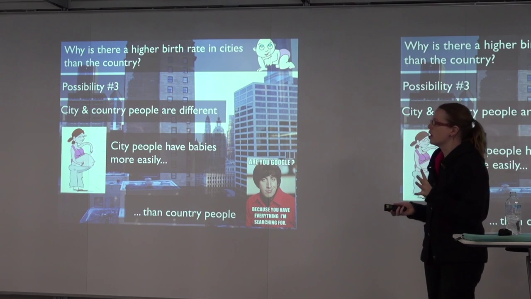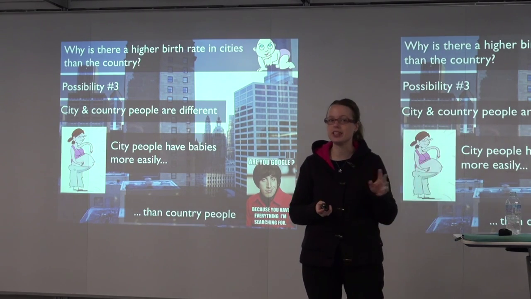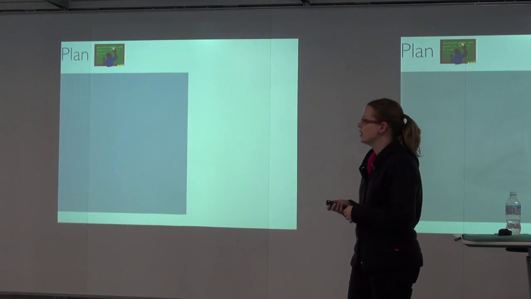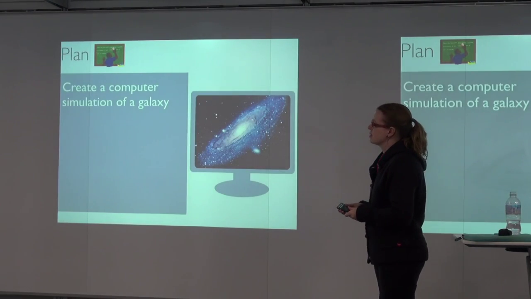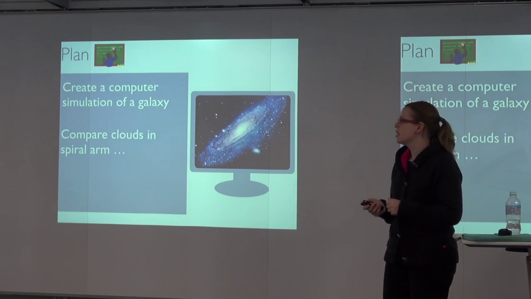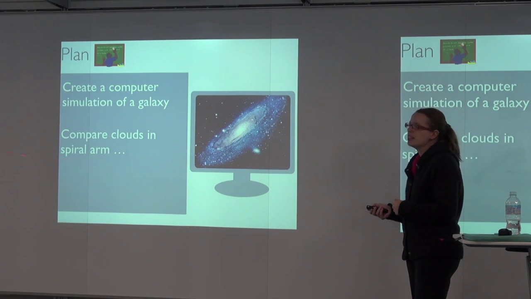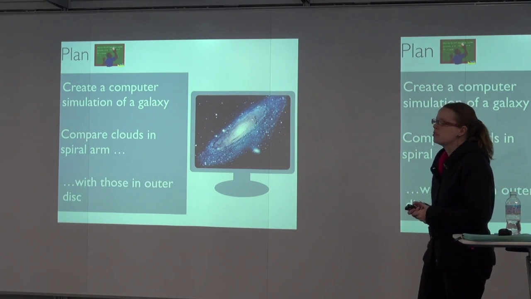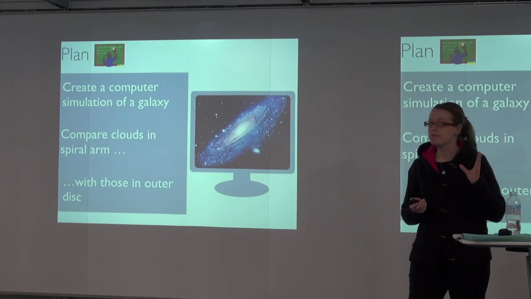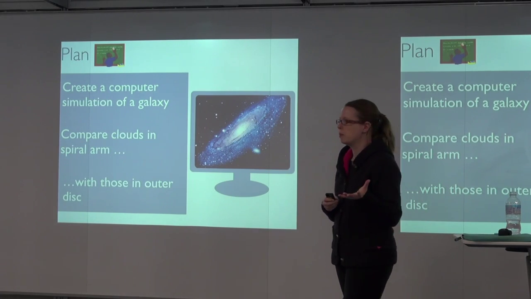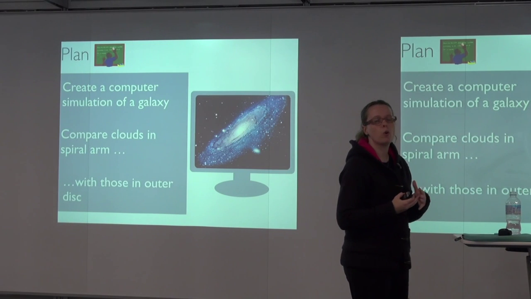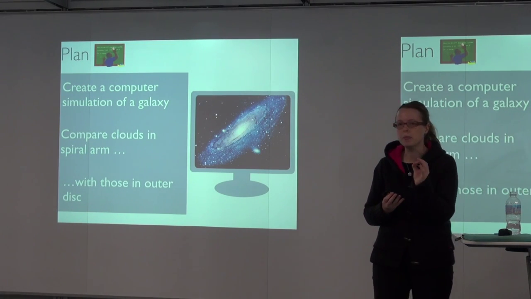So how do we determine which of these three options is the most important for stars in our galaxy? Well, let's make a plan. The plan is to create a computer simulation of a galaxy, and then compare the clouds in the spiral arm to those in the outer regions. And we're going to see, are they really different? Is this the popular person versus Howard Wolowitz? Are they just interacting more, or is it simply a matter that numbers are important?